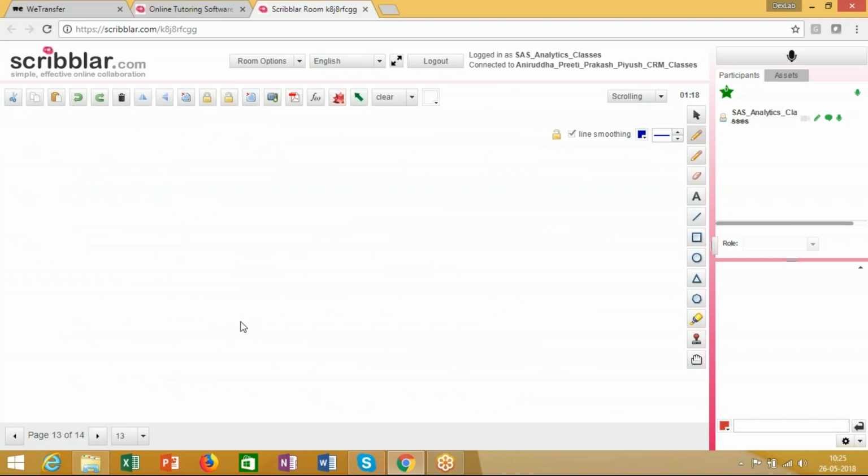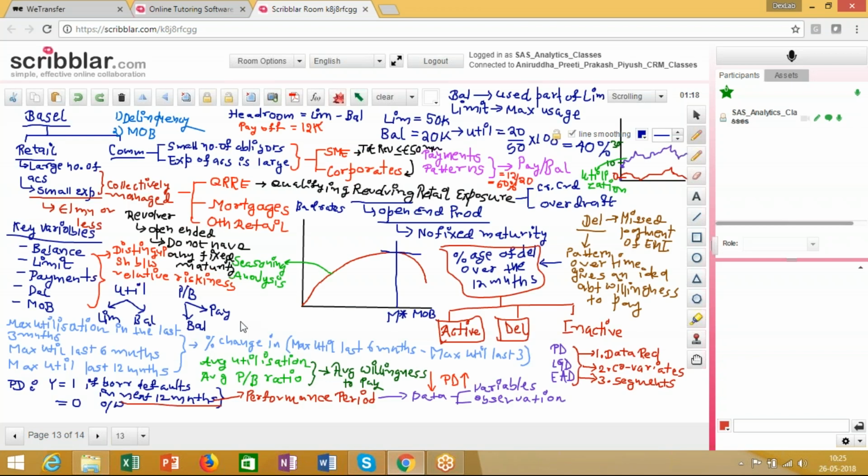Now, while we talk about the probability of default model, be it the probability of default model, the loss given default model, or the exposure at default model, one thing we need to keep in mind is that these models are credit risk models. Given that, the focus of these models would be to assess the borrower's risk or the transaction risk.